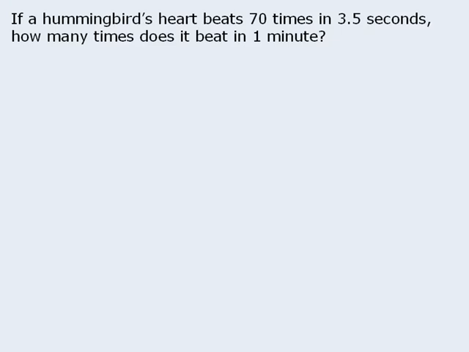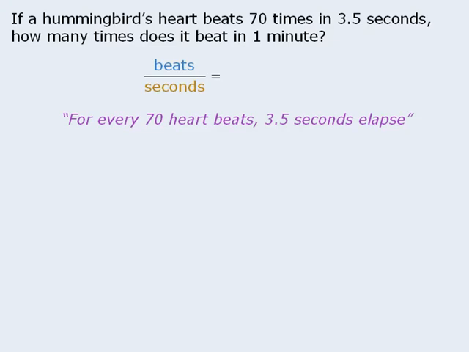Here we are told that a hummingbird's heart beats 70 times in 3.5 seconds, and we want to determine how many times its heart will beat in 1 minute. Well, since we can reword the information to read, for every 70 heartbeats, 3.5 seconds elapse, we can use ratios to solve the question. Here we are comparing the number of times the heart beats to the number of seconds that elapse. We are told that this ratio is 70 beats for every 3.5 seconds.